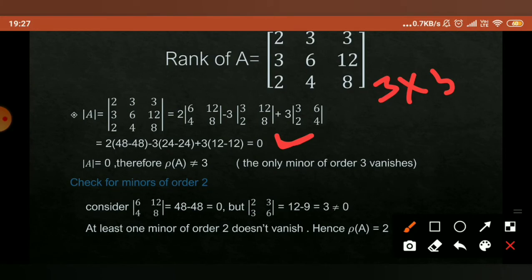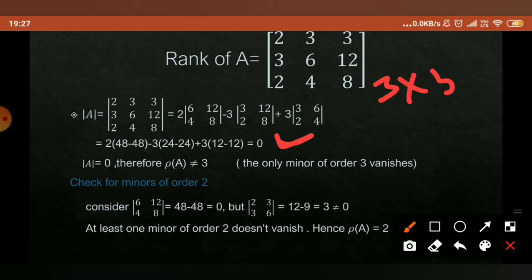So if it becomes 0, it means the rank cannot be 3, because the minor of order 3 is 0. We need the rank, which is the order of the minor that is non-zero, non-vanishing. So the rank cannot be 3. That means we have to check whether the rank can be 2 or 1. So we have to start from the highest order and then come down to 2, 1, 0, etc. So now we will check for order 2.